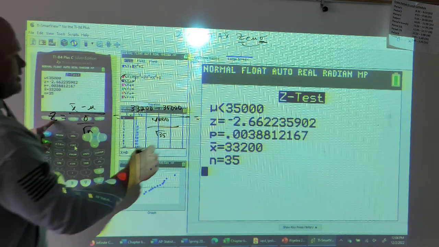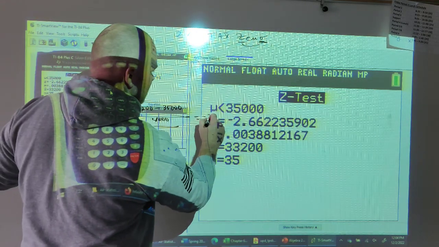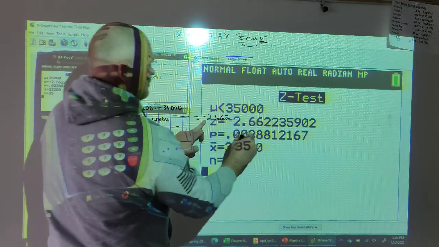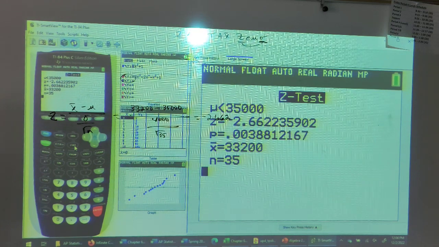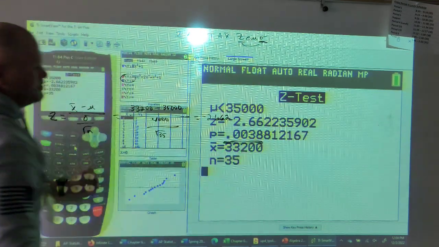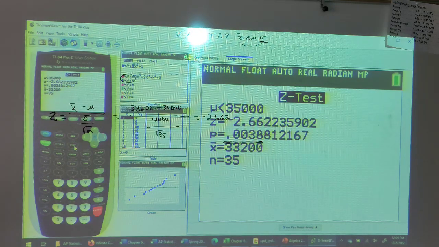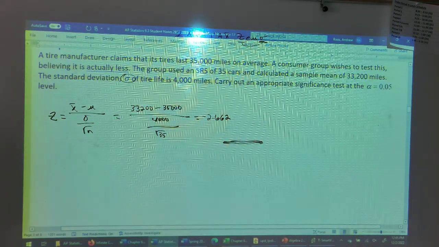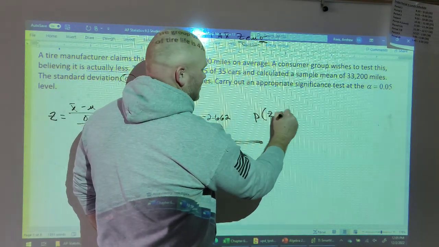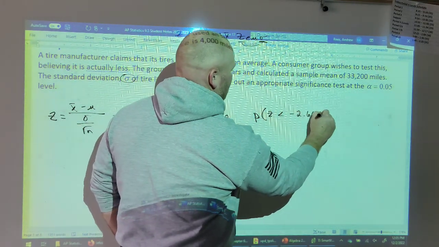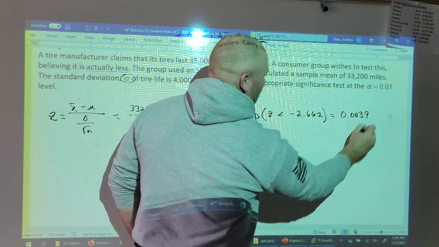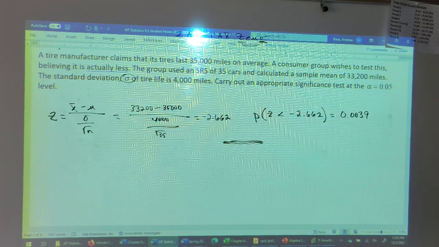So we get that z equals negative 2.662. Since it's negative, get our p-value here. There's our p-value, 0.0039. So z was negative 2.662, so we find the probability that z is less than negative 2.662, and that would equal our p-value, 0.0039, I believe. Yep.